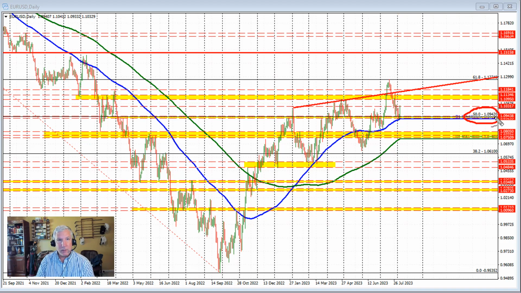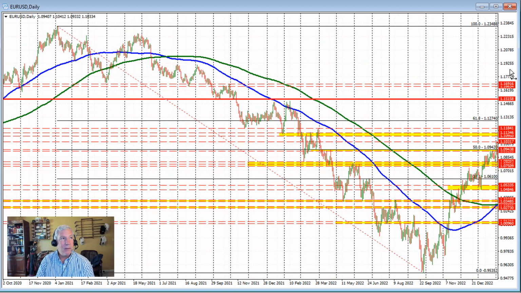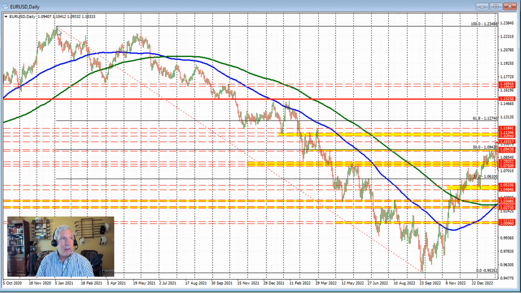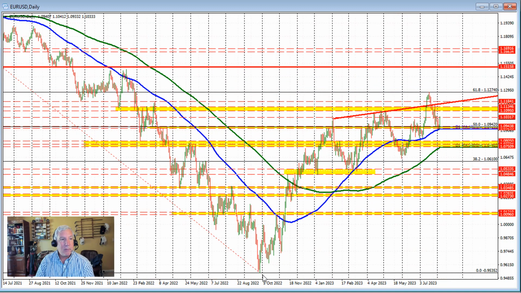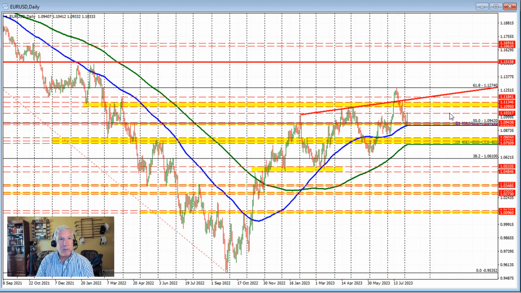That level comes in at 1.0942. And that is of the move down from this high going all the way back to this day right here. This is the January of 2021 to the low price that we saw in 2022. The 50% midpoint comes in at 1.0942.